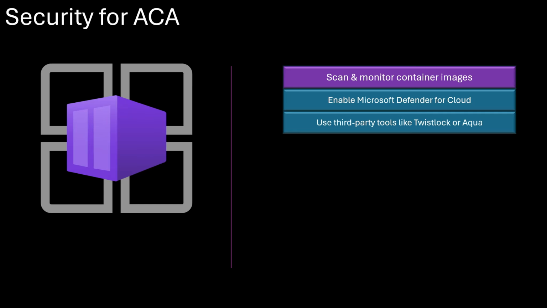Vulnerabilities can exist in container images, so continuous scanning is essential. How can you scan for vulnerabilities continuously? You should enable Microsoft Defender for Cloud to automatically scan container images in ACR. Or you can use third-party tools like Twistlock or Aqua Security for deep vulnerability scanning. Bottom line, you should integrate image scanning into your CI/CD pipeline and monitor running containers for newly discovered threats.